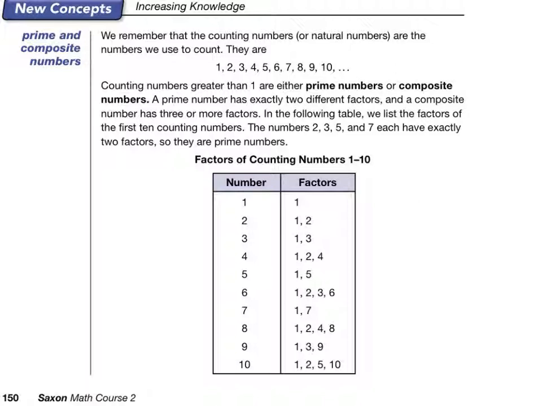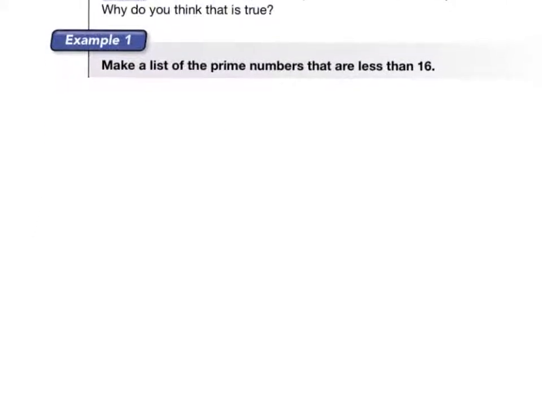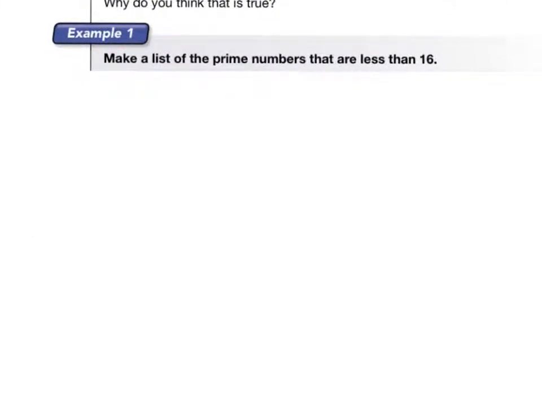All right, let's keep going. All right, so we see that a prime number is a counting number greater than 1 whose only factors are 1 and the number itself. All right, so let's see. Example 1, we want to make a list of the prime numbers that are less than 16. Prime numbers that are less than 16.